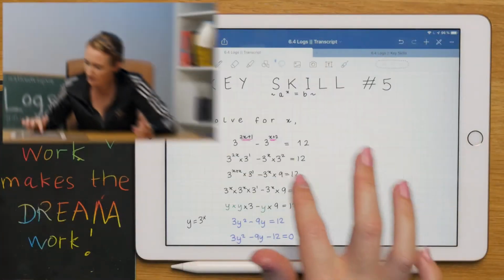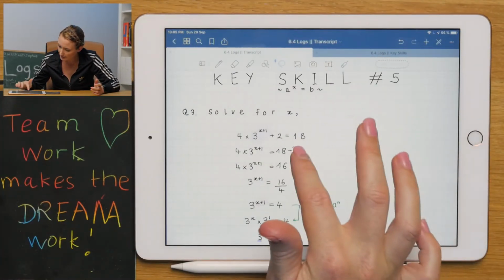Now, key skills 6, we're going to talk about the trickiest rule, and it's usually the more advanced questions. It's where we're going to change the base. Now, why would you want to change the base? Or what is the base? Okay, let's start there. So the base is going to be the little number here.